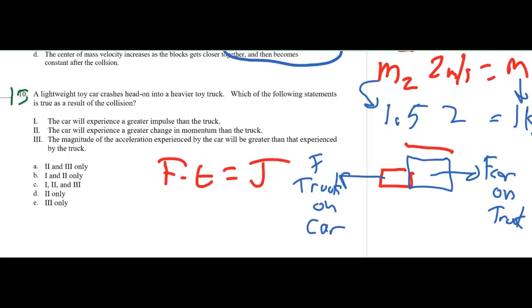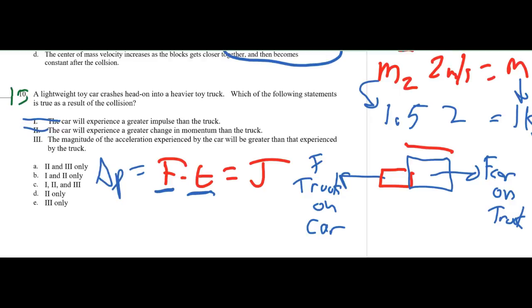Those are Newton's third law pairs. They are equal and opposite. So both of these have the same force. The collision is between these two. That's the same, so I will have the same impulse, so it can't be that. Next, the car will experience a greater change in momentum. Hopefully you realize impulse is the same thing as change in momentum. So it can't be that one.